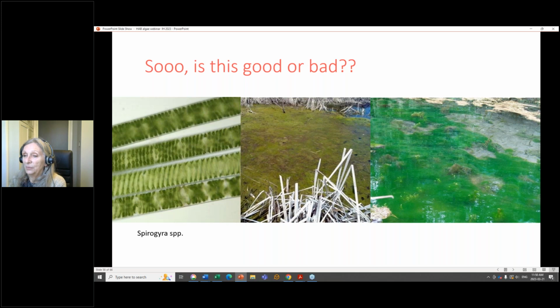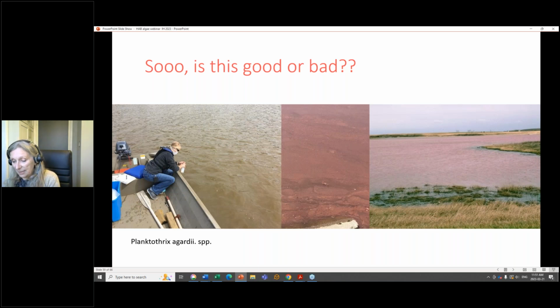Is this one good or bad? I've actually given you the microscope image here. And you can see it's forming these green masses along the bottom and that floats to the surface. This one's good. The nickname for this one, by the way, is water silk. Never figured that one out. And I gather there was a 1980s rock band by the name Spirogyra. Is this one good or bad? It's a bit of a giveaway that the person doing the sampling is wearing a mask.